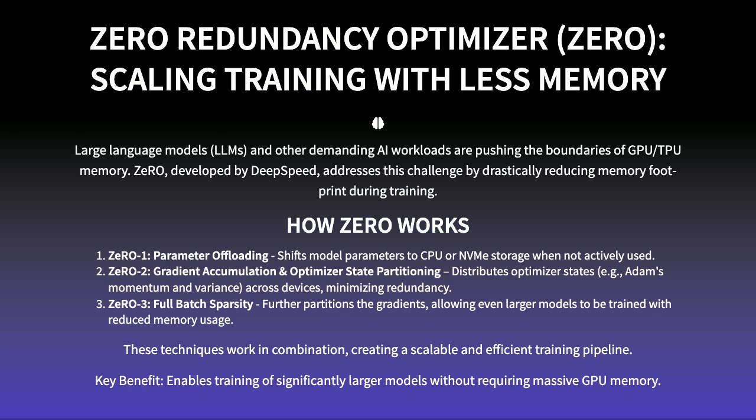There are actually 3 levels of ZeRO. ZeRO-1 focuses on optimizer states, ZeRO-2 tackles gradients, and ZeRO-3 goes further by partitioning the parameters as well. All these techniques combined allow us to train models that would be impossible to fit in a single GPU memory, opening up the possibilities for much more complex and powerful AI.